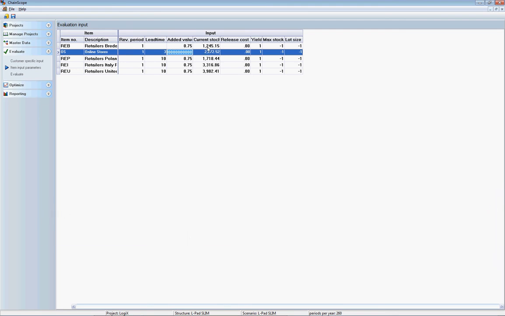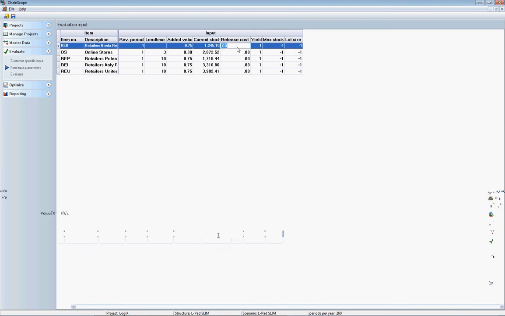The current stock or on-hand stock is the average stock on hand that you have computed from your ERP data in the past for each stock keeping unit. It's just averaging the stocks over time, over the period that you're interested in. The release cost is the same as the fixed order cost in the famous EOQ model. The yield is the fraction of the amount that you expect to be receiving. The fraction of the order you expect to be receiving after ordering. So 1 means that you expect to receive everything, and 0.9 would indicate that you expect to receive 90% on average from what you ordered.